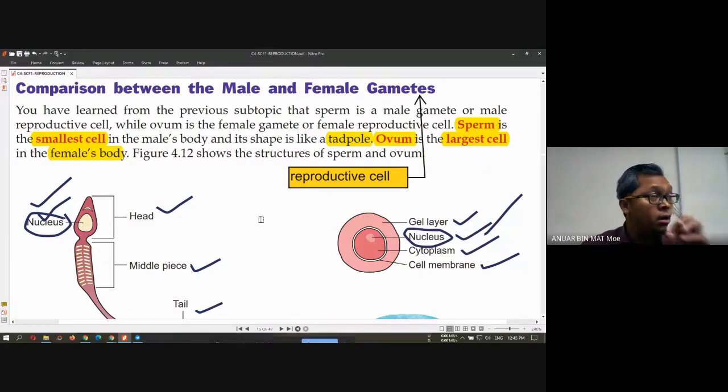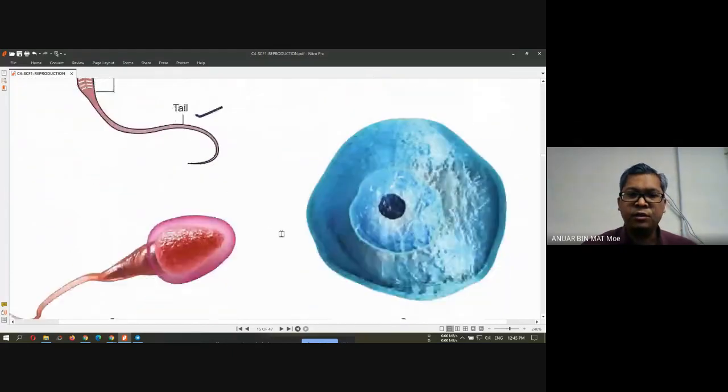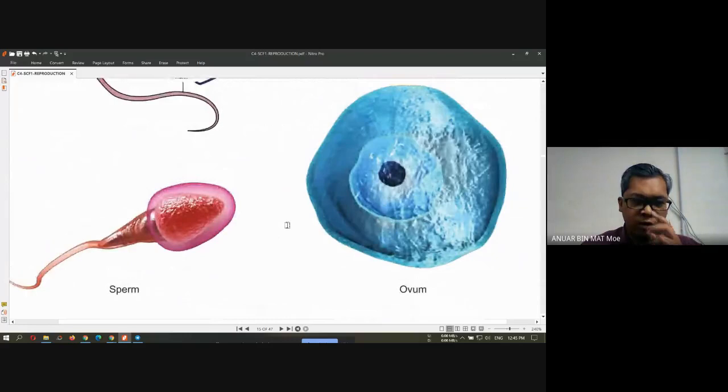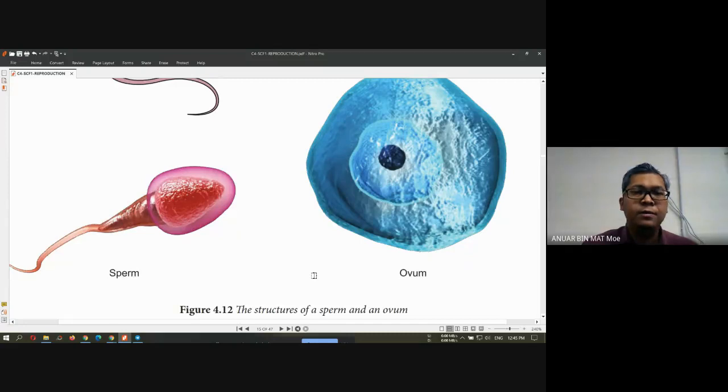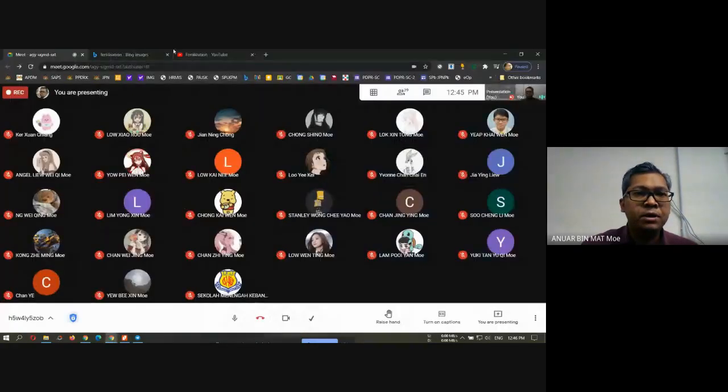Opposite size. Sperm is the smallest cell in the male body, and the ovum is the largest cell in the female body here. So this is the actual shape of the sperm and ovum, but not the actual size. Actually, the ovum is much, much, much bigger than the sperm. Later, I will show you the picture. Right, so where is the picture?